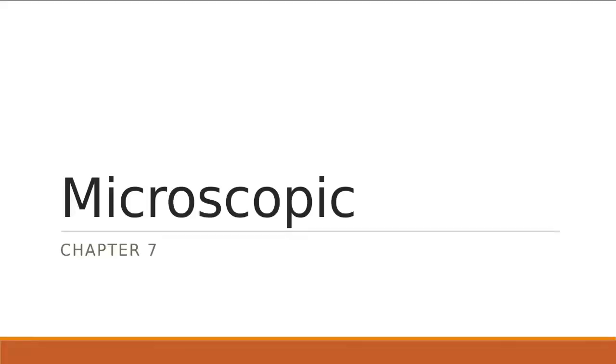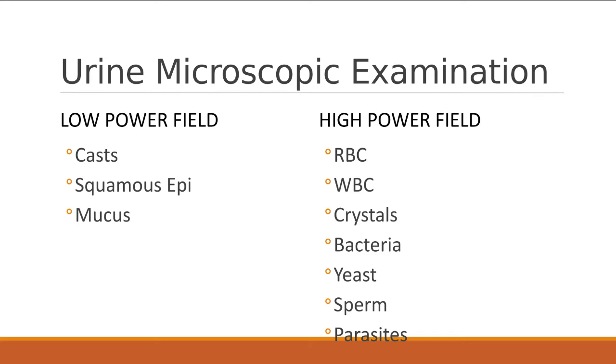This is part 2 of chapter 7, microscopic evaluation. We were talking about doing the microscopic. Typically, this is going to be done on a bright field microscope, and that's what we're using in lab. We already talked about the low power field and what we observed, so now we're going to talk about high power. There's a lot of things that we're going to look at on the high power field.